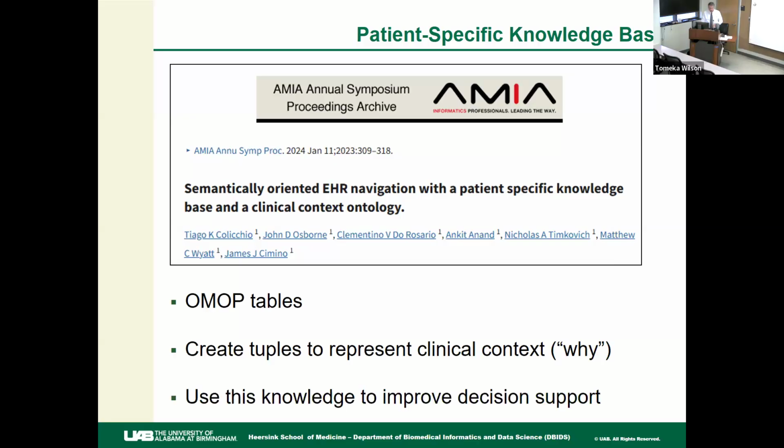And then the idea would be we use that knowledge in some way to improve decision support, and that would be the experiment. It's like, okay, we've got this patient-specific knowledge base that we've created, a semantic net that relates all those facts from the record. Now what? What do we do with that? We're experimenting with that now.